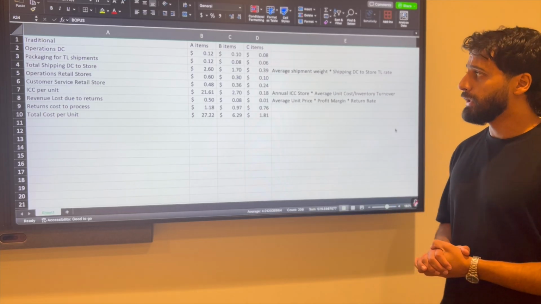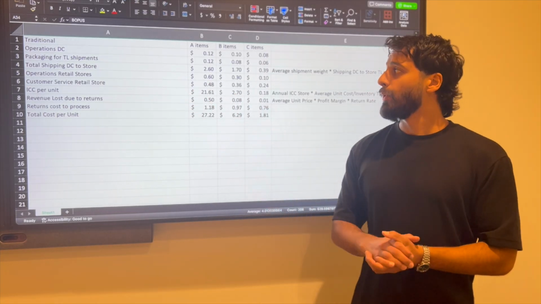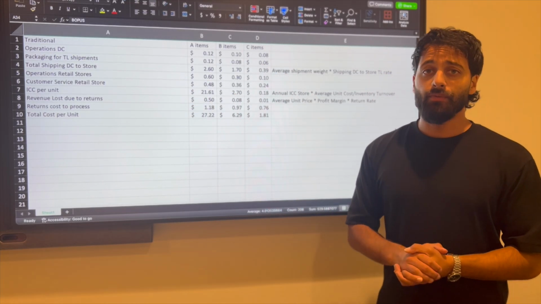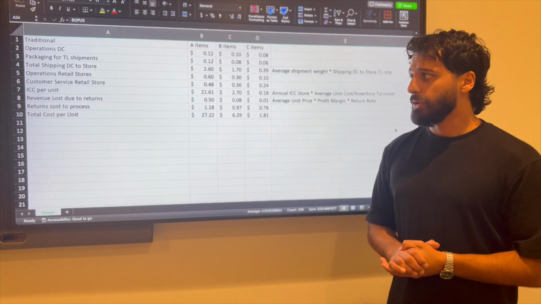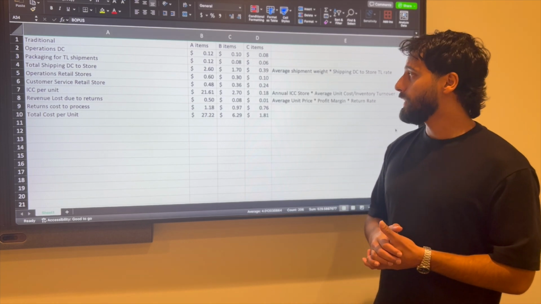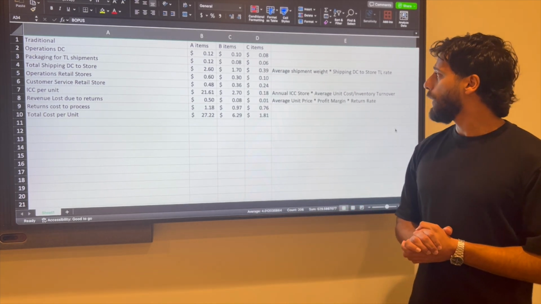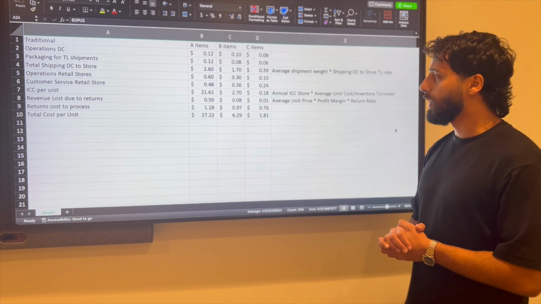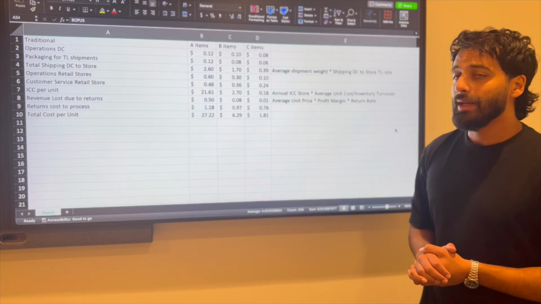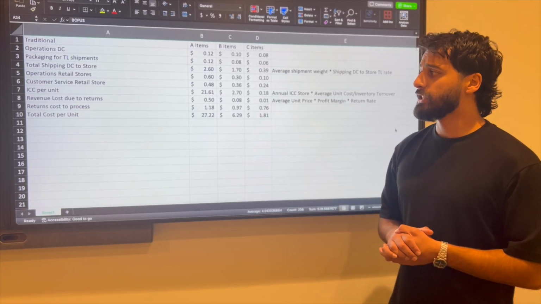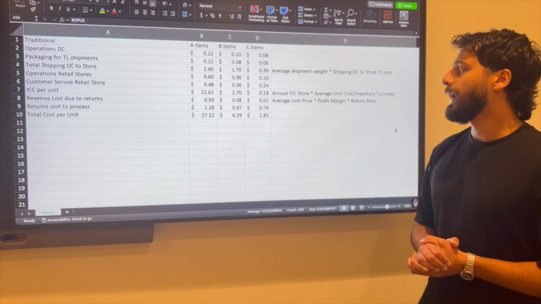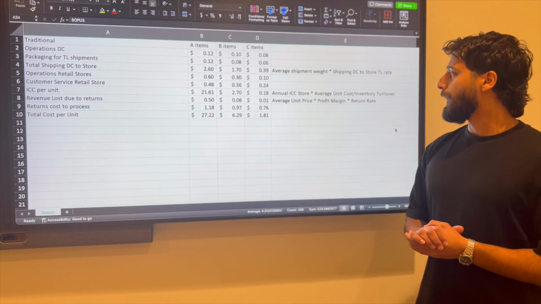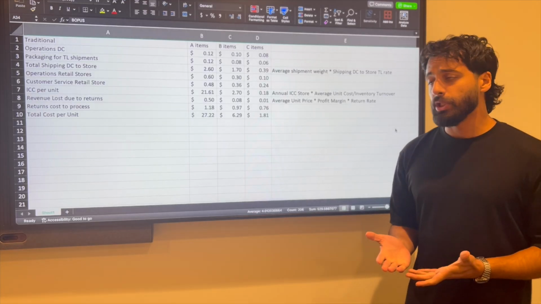Traditional method, we're going to be using these line items for items A, B, and C. For the line items, it's going to include the operations DC, packaging for TL shipments, total shipping DC to store, which is calculated by average shipment weight multiplied by shipping DC to store TL rate. Along with that, we have the operations retail stores, customer service retail store, and then ICC per unit, which is calculated by ICC store multiplied by average unit cost divided by inventory turnover.